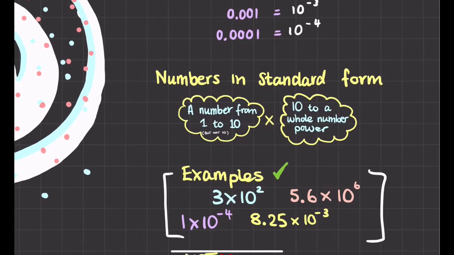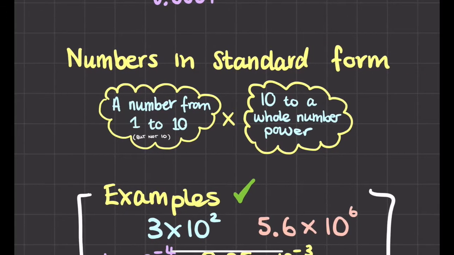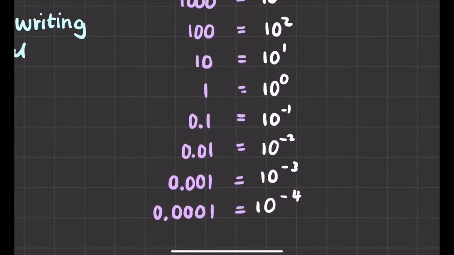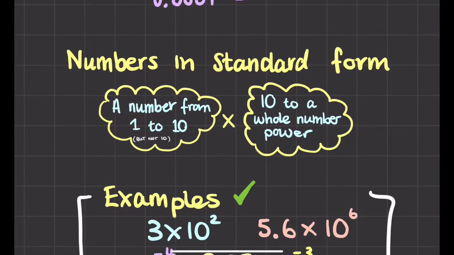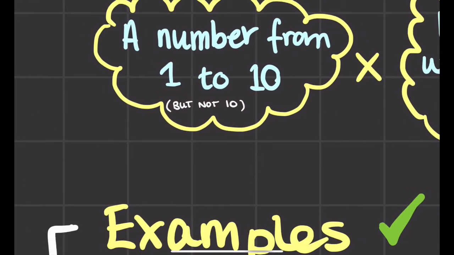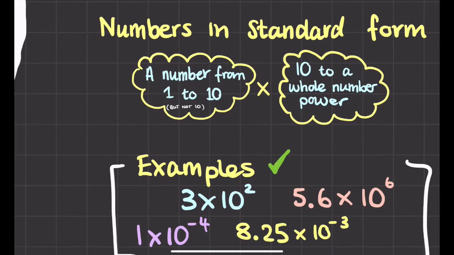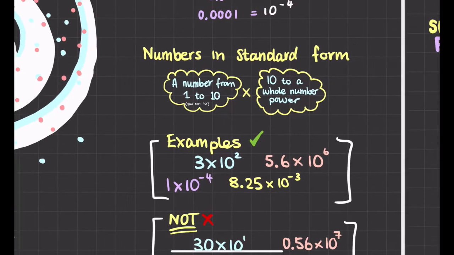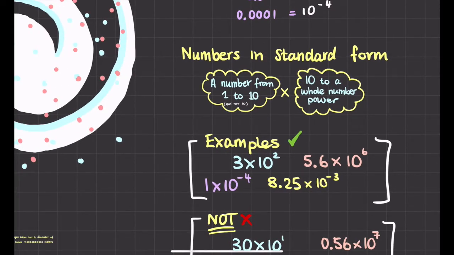This is what it looks like. Okay, we'll have a number between 1 and 10, and we multiply it by one of these powers of 10. Okay, little sort of small print there. It can't be the number 10 here. So your number has to be between 1 and 10. It can't be 10. That's not allowed for our rules for standard form.